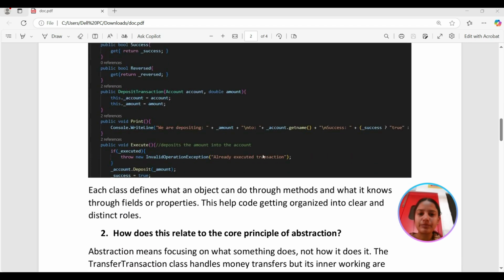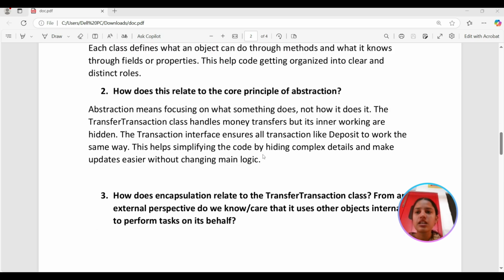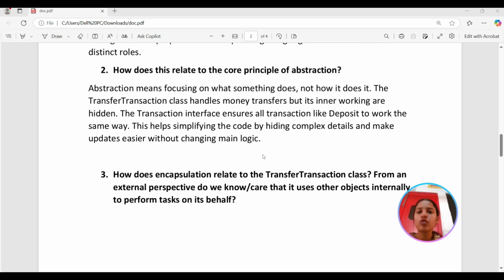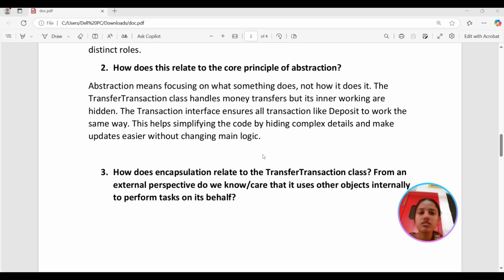Moving forward, next is how does this relate to the core principle of abstraction? If we look closely, this is tightly connected to abstraction. Abstraction means telling what an object does, but not how it does it. So that is abstraction: focusing on what something does and not how it does it.